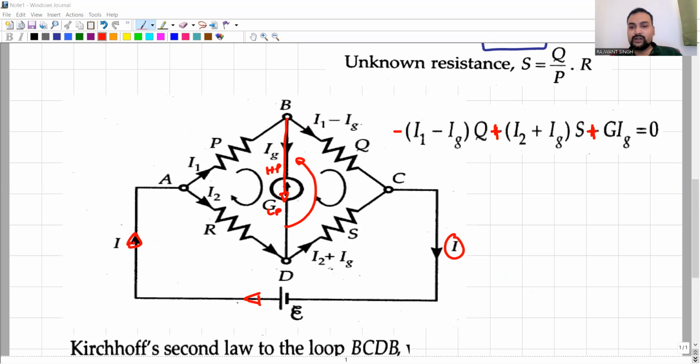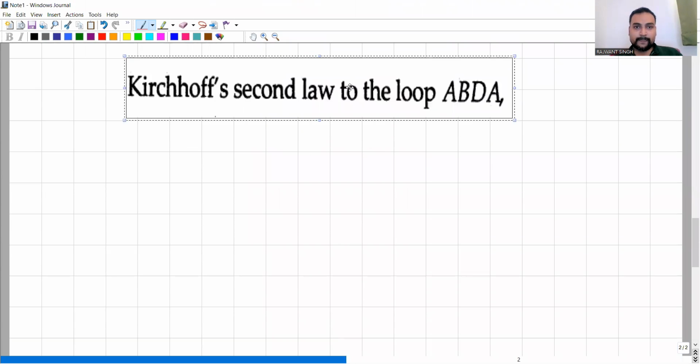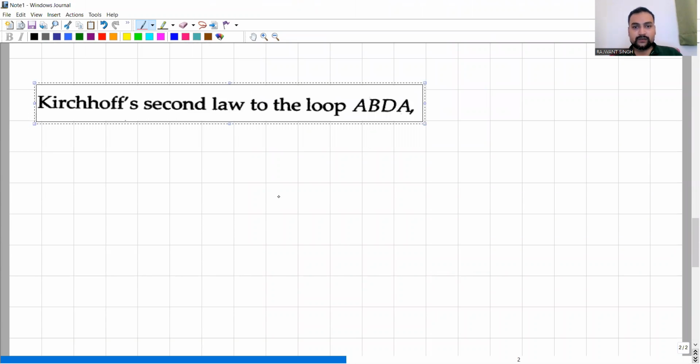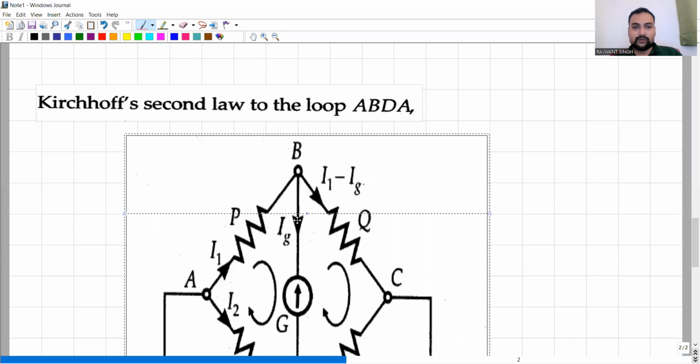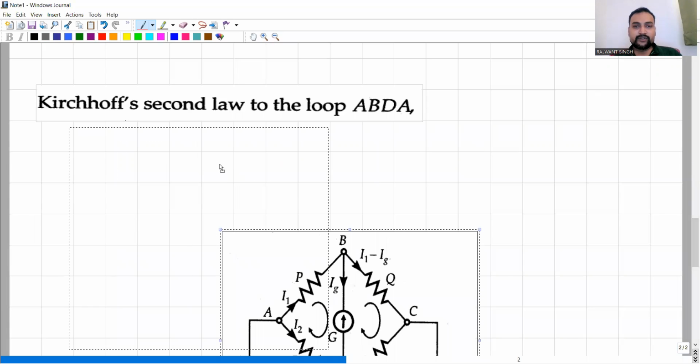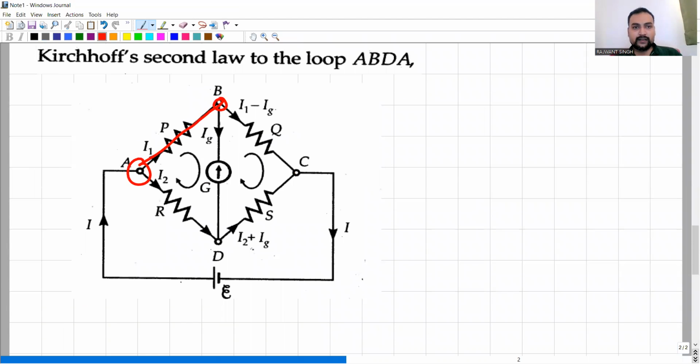Now next we are going to solve this loop ABDA. So look here again, we are going to now solve the loop ABDA. Now what is the loop ABDA? Look into the figure carefully. This is A, B, D and A. So this is your loop ABDA, and let's solve this loop with Kirchhoff.